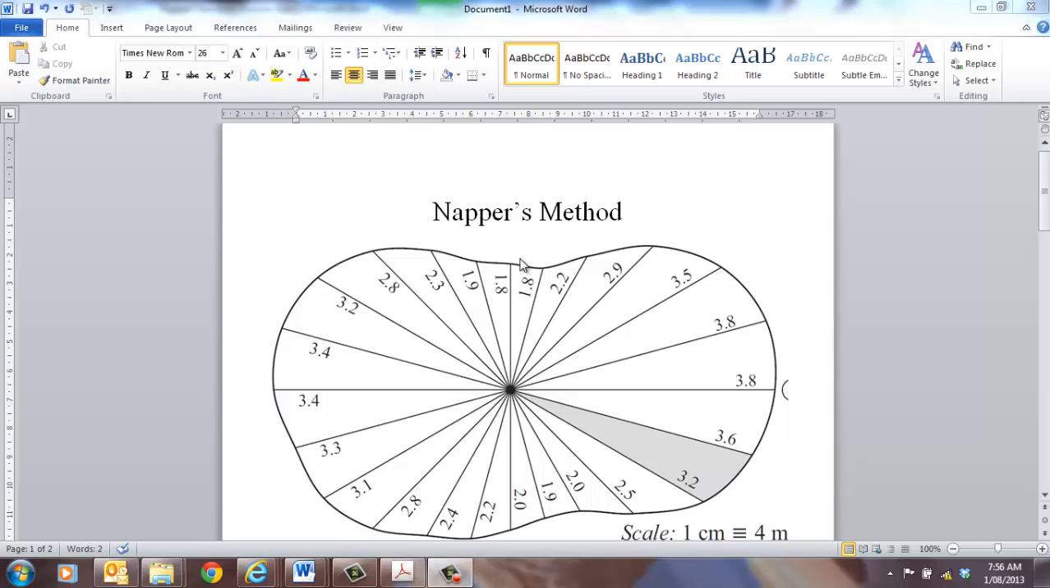Hi everybody, we're going to look today at Napier's method. Now this is the last method that we want to look at in terms of finding the area of irregular shapes. Simply, all you do with Napier's method is you set up an angle.